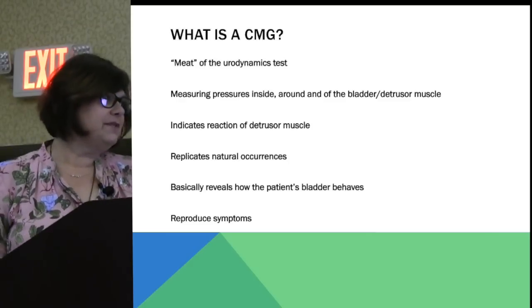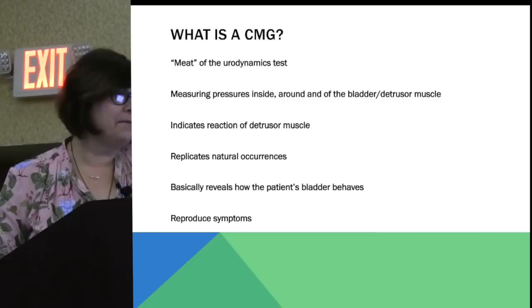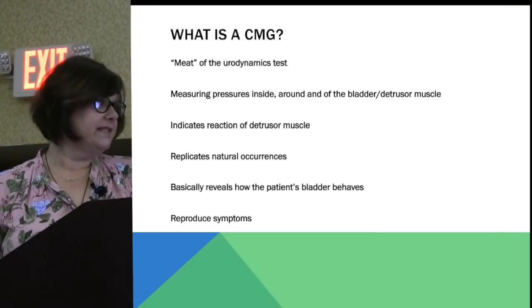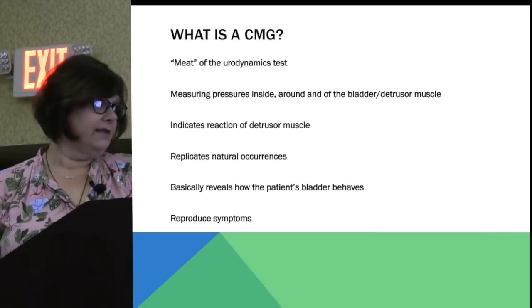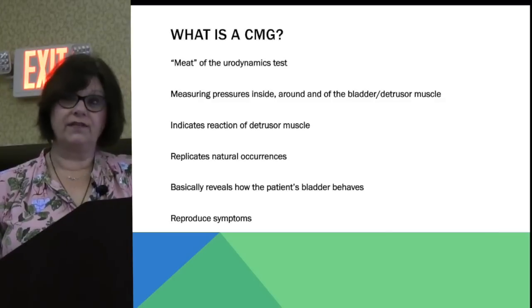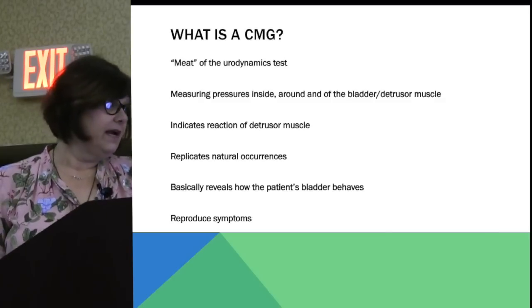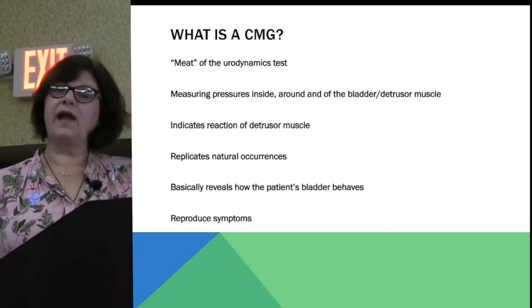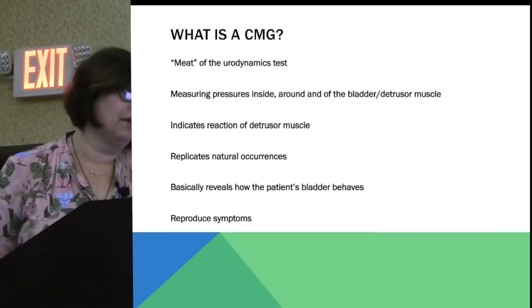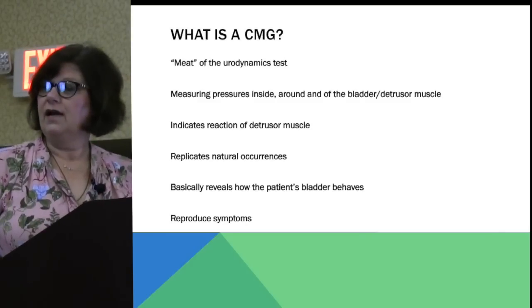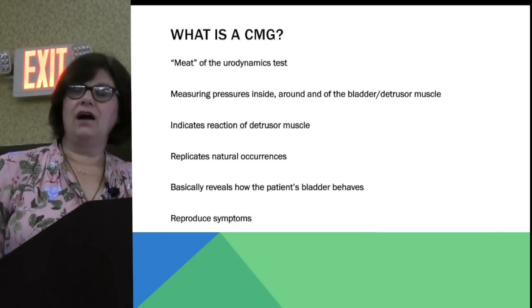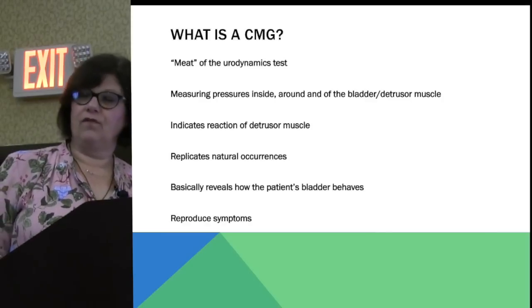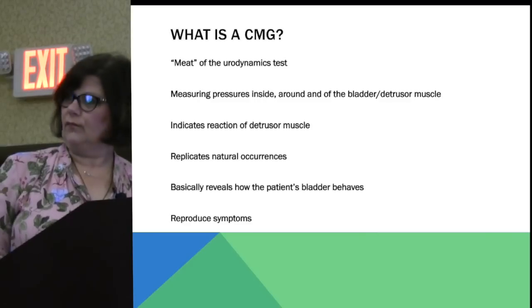All right, so the CMG, like I mentioned before, is the meat of the urodynamics test. It measures the pressures inside, around, and of the bladder muscle, or the detrusor muscle itself. It indicates the reaction of the detrusor muscle, which we are looking for as we are filling the bladder. It's a great indication of what is causing incontinence, overactive bladder.